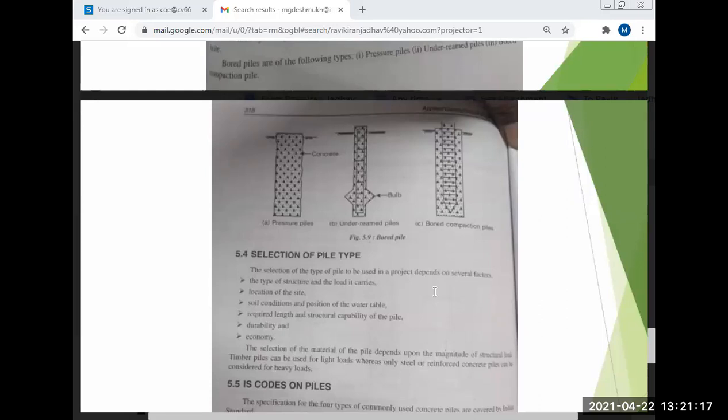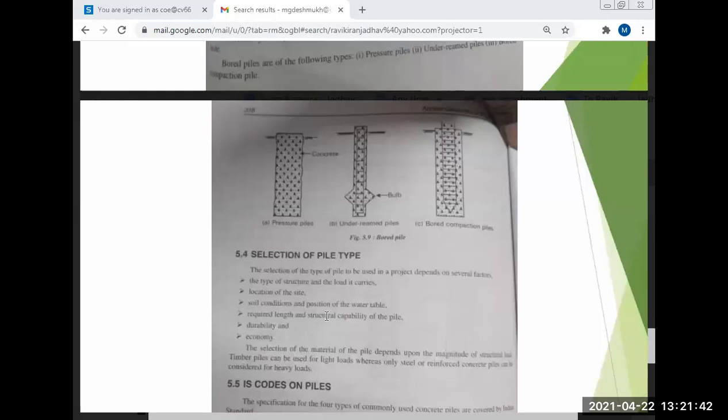Third is soil conditions and position of the water table. What is the soil condition? Whether it is dry or whether it is moist, all these conditions, and the position of the water table, where the water table is located. This also matters a lot.